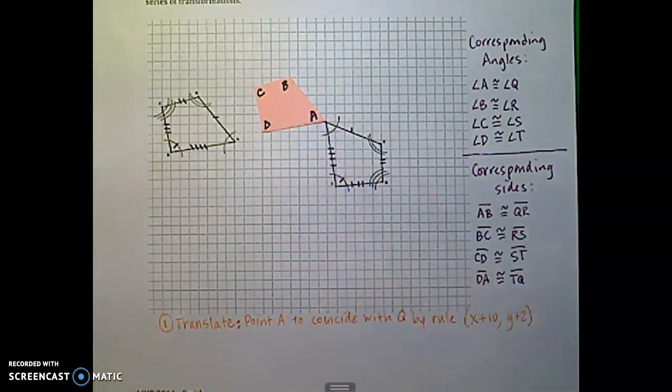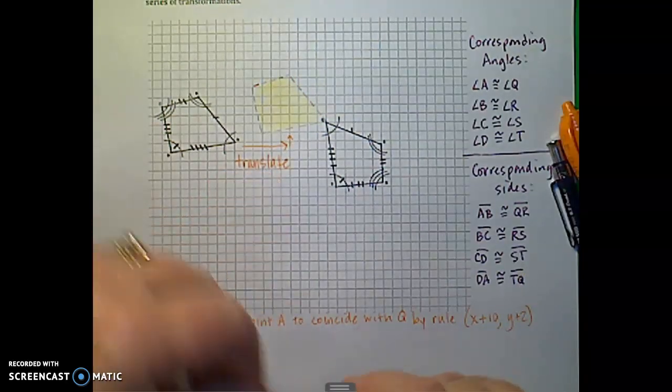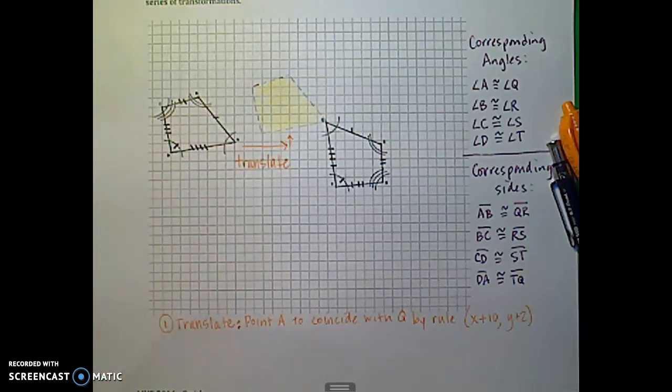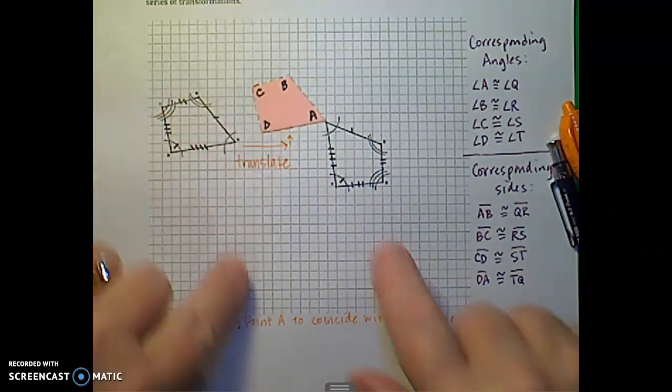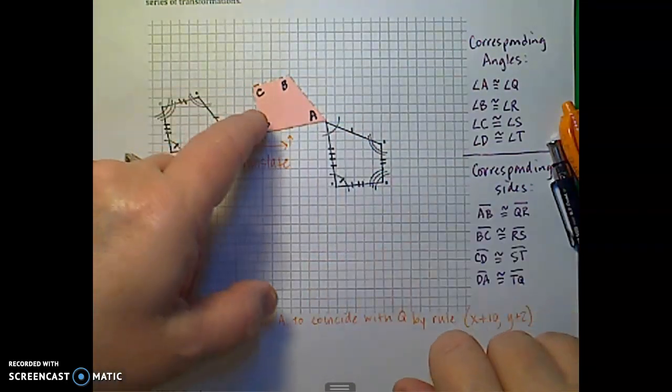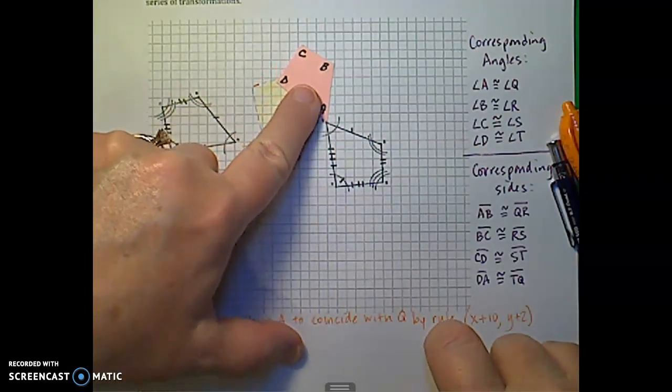I'm going to actually sketch that location as an intermediate step. This is like magic. So what did we do? We translated, and my new position is sitting right there. Now, ultimately, I'm trying to get to there. So my next step, I'm going to rotate around this point Q. So I'm going to leave A and Q touching, and I'm going to rotate, in this case, clockwise.